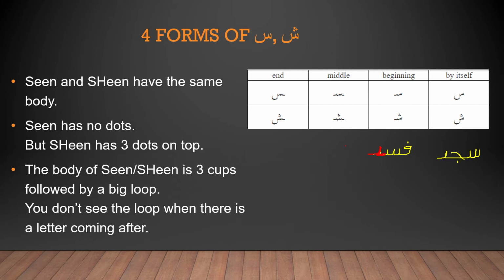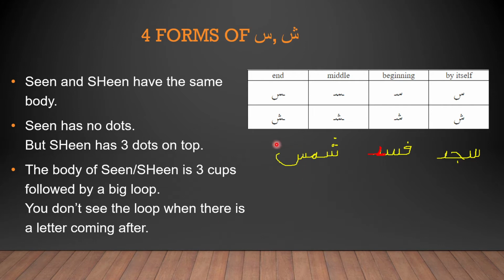Shams. Shams means sun. Here you go. So at the ending, we can see that the Seen gets back its loop and it looks quite like the original form.